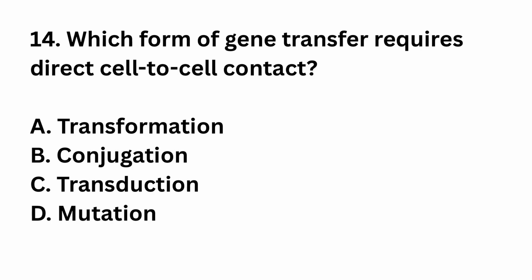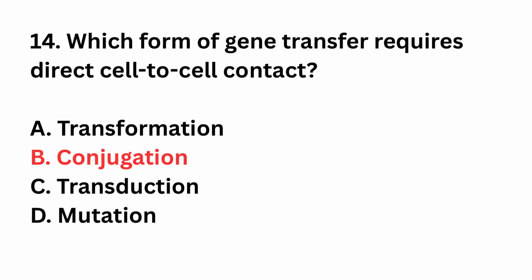Question number 14. Which form of gene transfer requires direct cell-to-cell contact? Transformation, conjugation, transduction, mutation. The right answer is option B, conjugation. Conjugation involves transfer of plasmid DNA via sex pili.